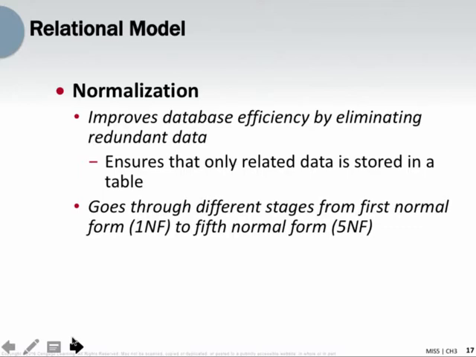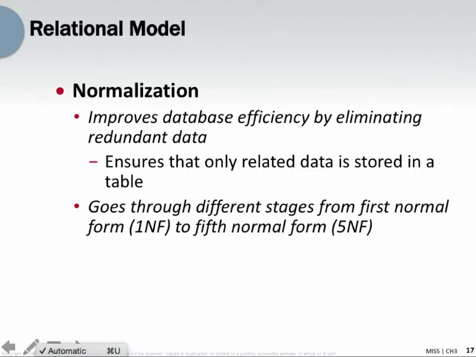So we normalize it. We ensure that the data that is in one table belongs to that table and that it matters. It's a part of a related chunk of data. And then we go through different stages from first to 5th normal form. Now, I think the book only talks about 3rd normal form, but it goes up to 5.